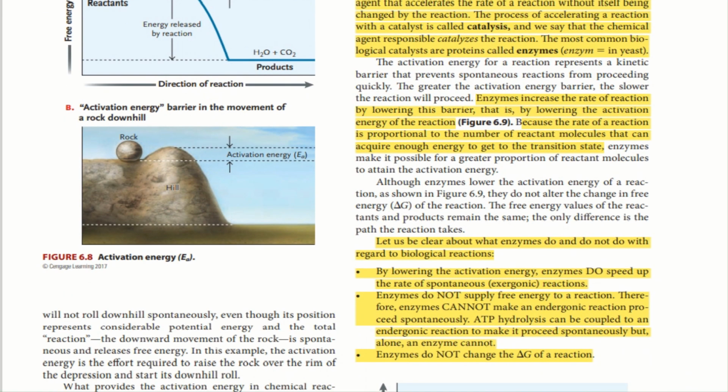Enzymes increase the rate of reaction by lowering this barrier, that is, by lowering the activation energy of the reaction. The rate of a reaction is proportional to the number of reactant molecules that can acquire enough energy to get to the transition state. Enzymes make it possible for a greater proportion of reactant molecules to attain the activation energy.